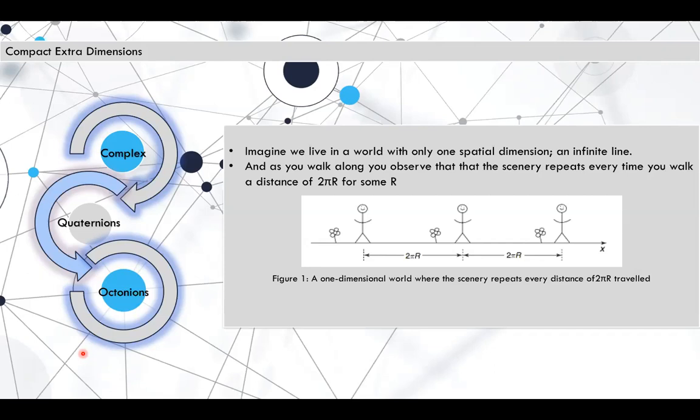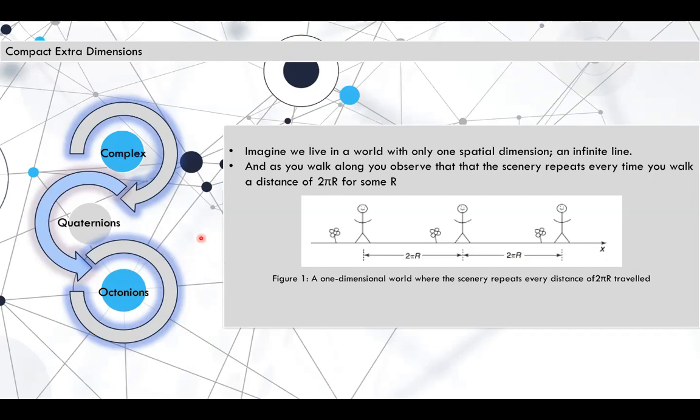So we're going to discuss this by thinking about one spatial dimension first of all, just because it's simpler to do. So imagine we live in a world with only one spatial dimension. And as you walk along, you observe that the scenery repeats every time you walk a distance of 2 pi r for some r. And in fact, not only the scenery repeats, but the events that happen at the scene, such as meeting your friend, Monkey D. Luffy. So if you can see ahead, you will observe clones of Luffy repeating down the line at distances of 2 pi r, 4 pi r, 6 pi r, and so on. And if you look up the line, you can see the same thing as well.